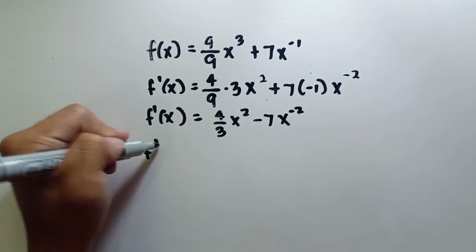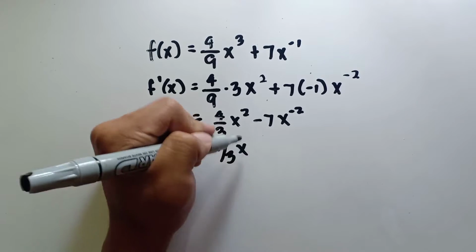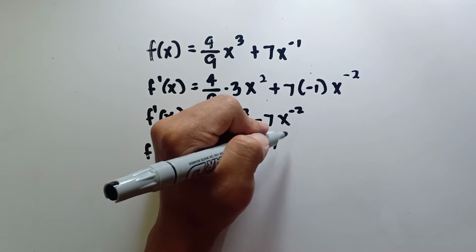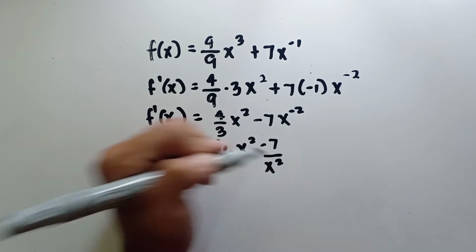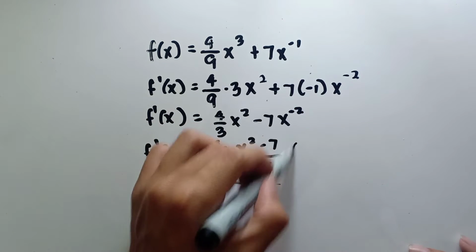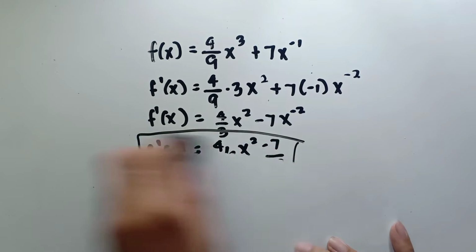To further simplify this derivative, we let the negative exponent go down to the denominator, so we can attain a positive exponent, guys. So we have here the derivative of the function f of x is equal to 4 over 9 x cubed plus 7x raised to negative 1. So this is the answer. So let's proceed to the next example.